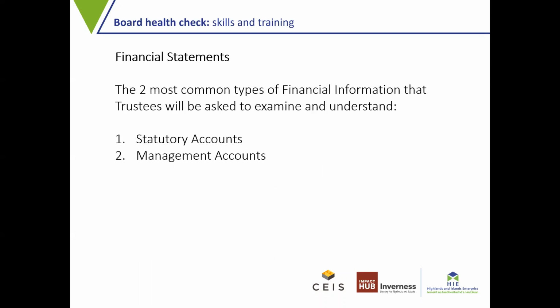So now we will have a look at some numbers. We're going to have a look at the two most common types of financial information that trustees will be asked to examine and understand, and that is, number one, statutory accounts, and number two, management accounts.